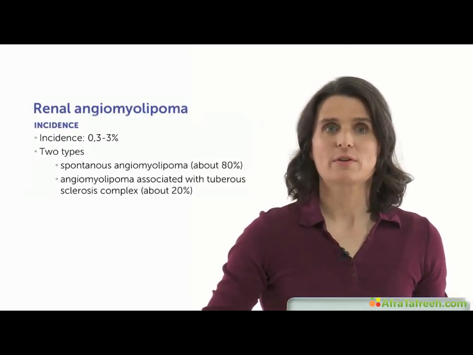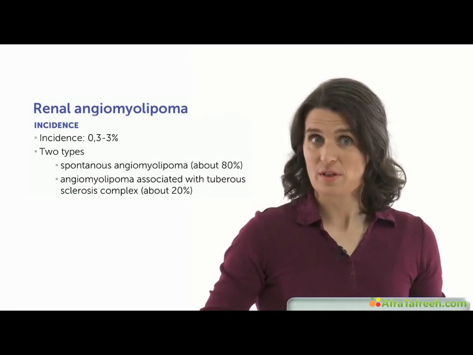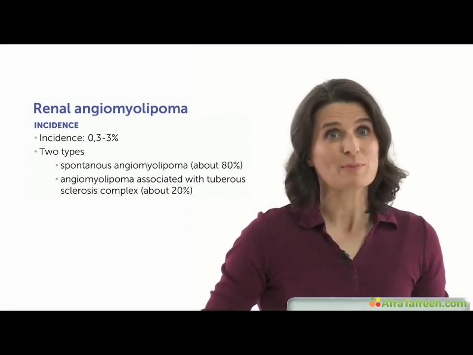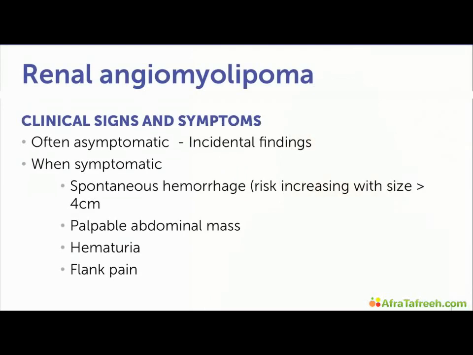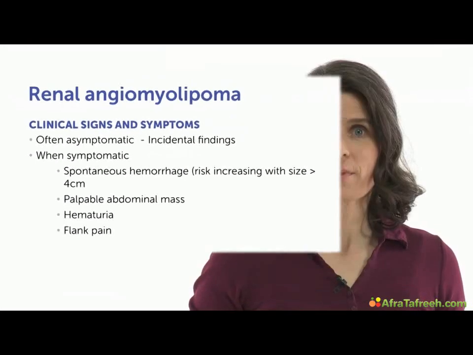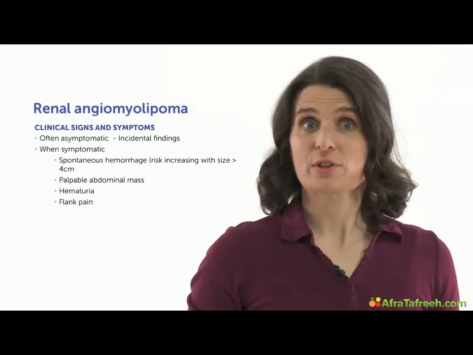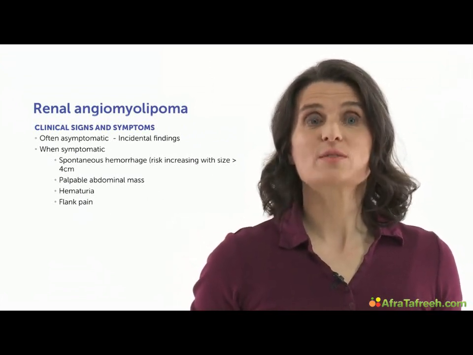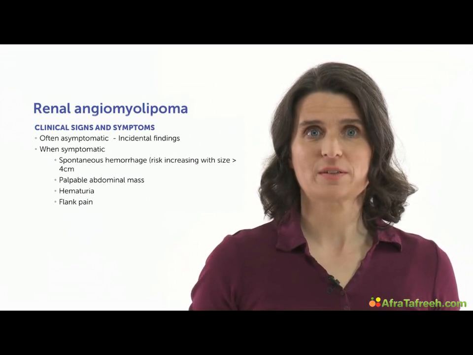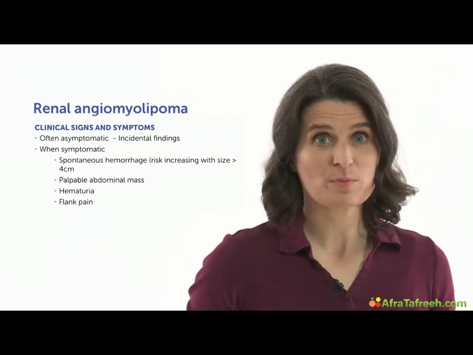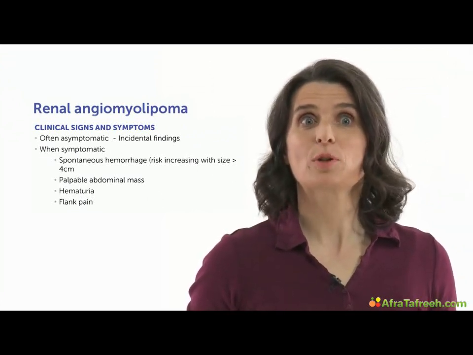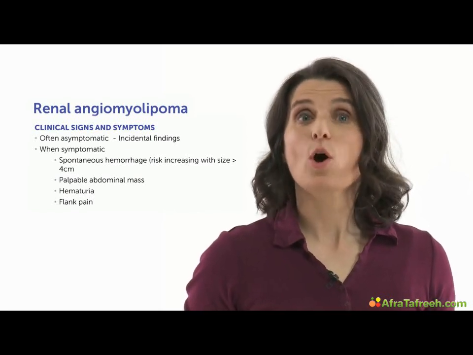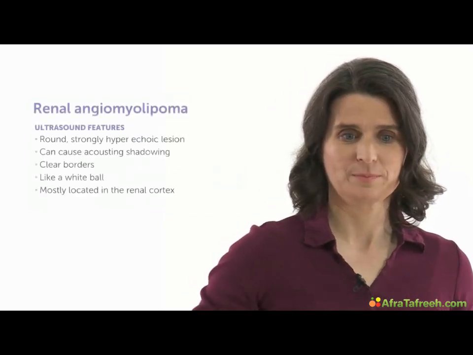The incidence varies from 0.3 to 3%, and it is more common in female patients. Renal angiomyolipoma is mostly an incidental finding. Patients are usually asymptomatic. There is a risk of spontaneous hemorrhage, though, which is increasing with the size of the lesion, especially when it's more than 4 centimeters in diameter. Sometimes patients can also present with a palpable abdominal mass, hematuria, or diffuse flank pain.